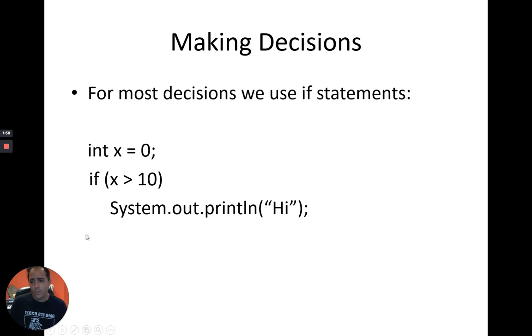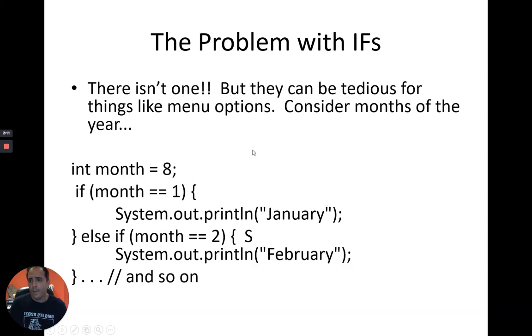So this is the way you've learned to do decisions up till this point. You have your if statement. If x is greater than 10, which it's not, it will print high, otherwise it will do nothing. The problem with ifs is, quite frankly, that there isn't really a problem, except that to do certain things it can look a little bit long and cumbersome. So here, for example, if I have a single integer, and I want to do different things depending on the value of that integer, this can start to get a little bit cumbersome. Ignore that little typo there.